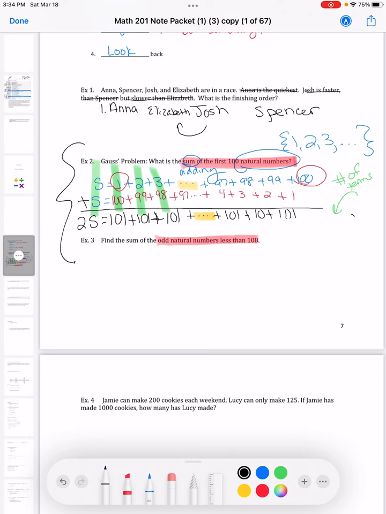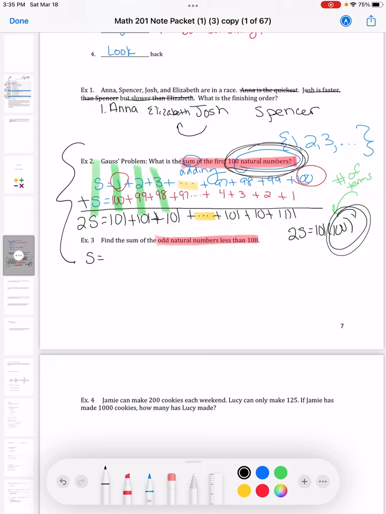I guess I erased that. To say there were 100 natural numbers up to the number 100. This time, since I'm not using all of them, it's going to be a little bit more tricky to figure out the number of terms. So we'll take a little pause when we get to that part.